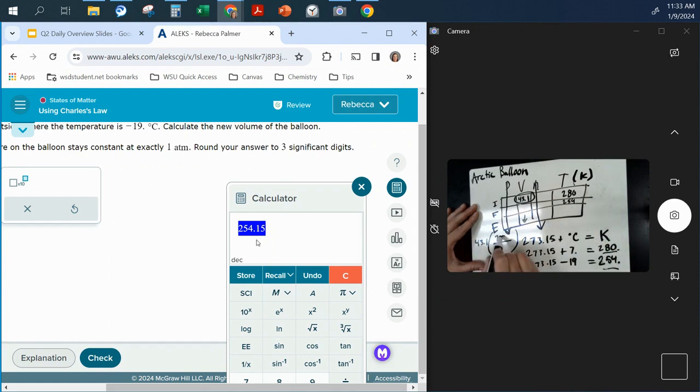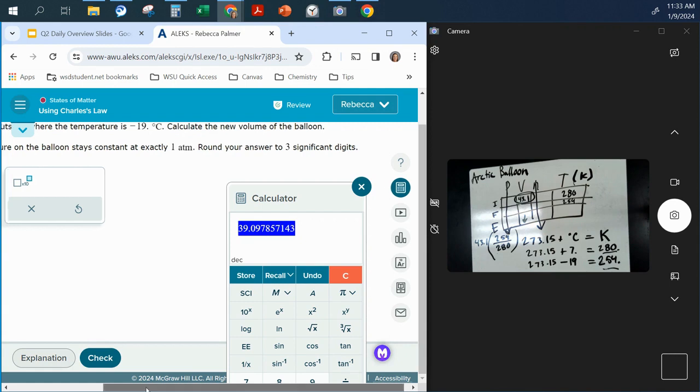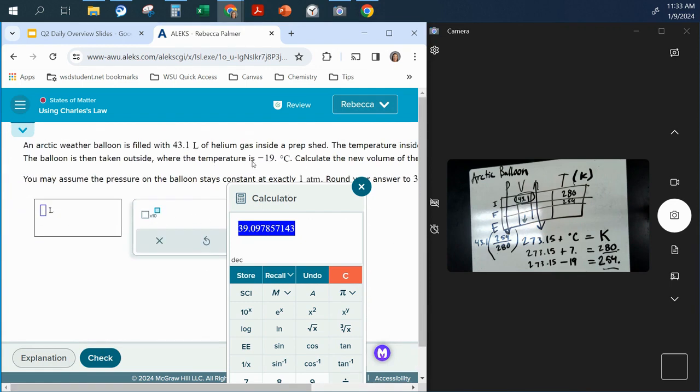The final temperature, 254, 280. So then this ratio will make us have the correct smaller volume based on the ratio of the temperatures. Okay, so 43.1 times this ratio, 254 divided by 280. So this process is right. Hopefully my numbers are keeping track of my numbers. And then remember our temperatures now have 3, our volume has 3, so this should have 3 significant digits. 39.1.